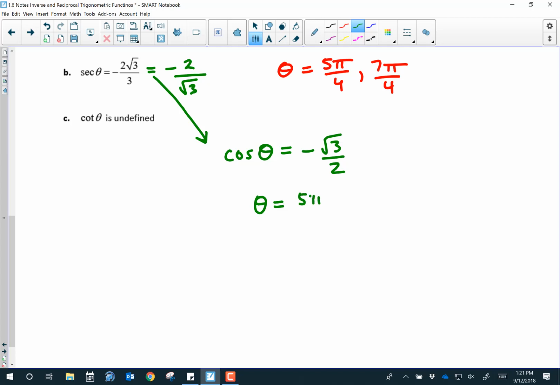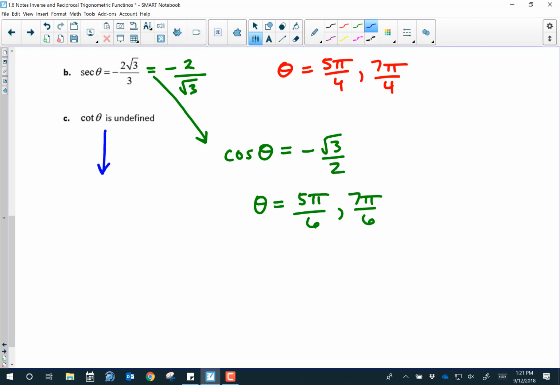5 pi over 6, good. And when else is cosine, the x-coordinate, negative? The third quadrant. Third quadrant? That's the fourth quadrant. 7 pi over 6. Good. Questions?